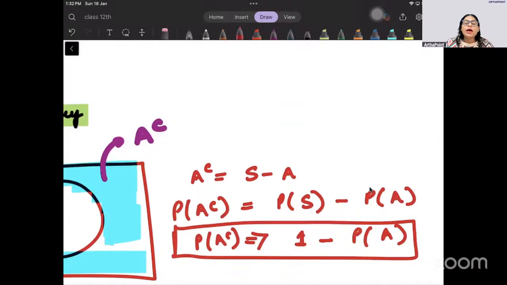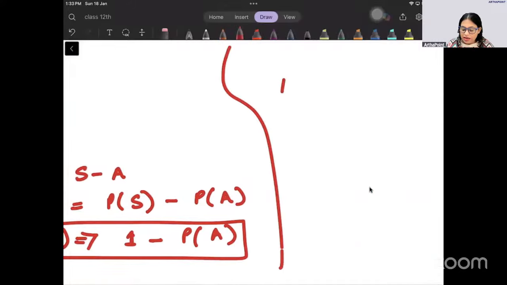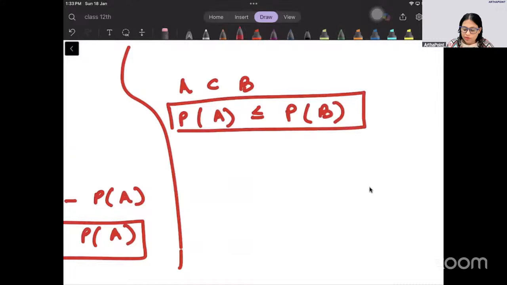Again, if A is a subset of B, then because A is within B, the probability of A will always be less than or equal to the probability of B, right?